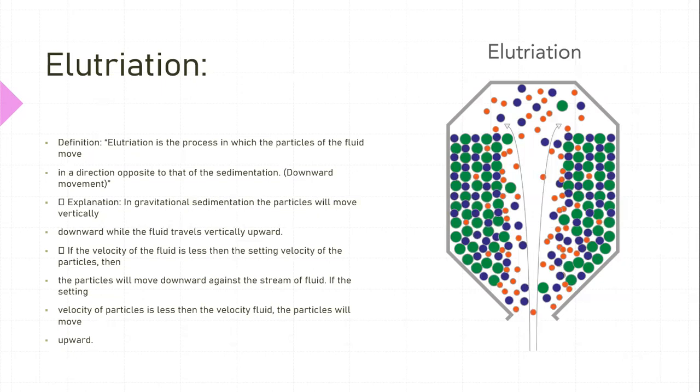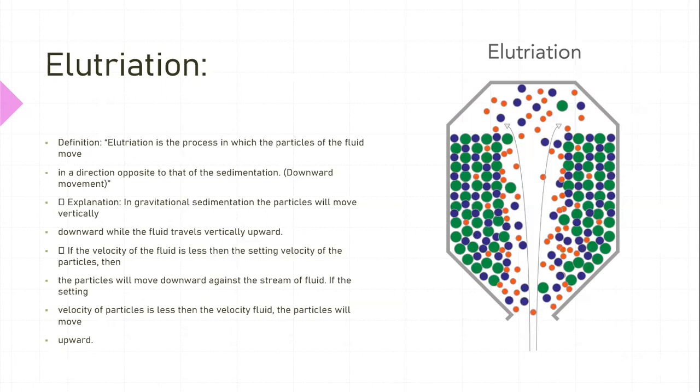In gravitational sedimentation, the particles will move vertically downwards while the fluid travels vertically upward. If the velocity of the fluid is less than the settling velocity of the particles, then the particles move downwards against the stream of the fluid. If the settling velocity of the particle is less than the velocity of the fluid, the particles will move upwards.